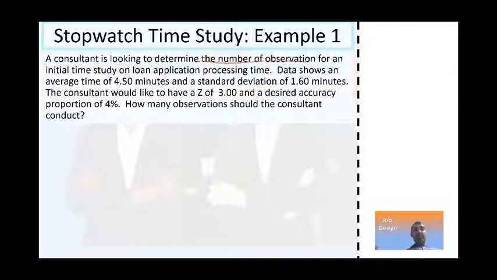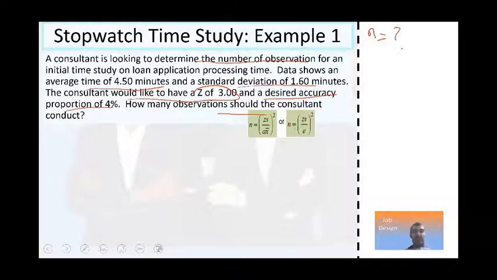Looking to determine the number of observations. A consultant is looking for n. Data shows an average time, that's our x bar, and a standard deviation, that's our sigma. The consultant would like to have a z, that's our z, and a desired accuracy proportion. How many? Again, we're asking for n, so n is what is not known in this question.